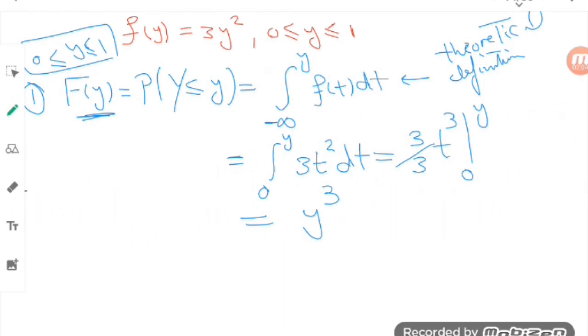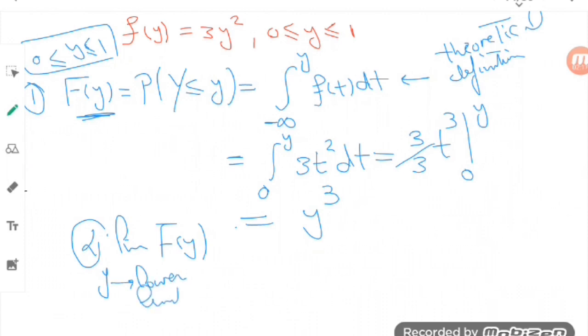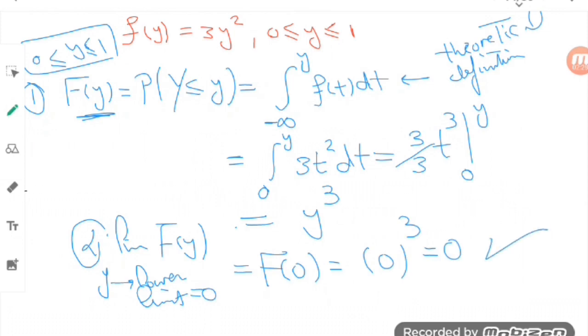The next step is to find the limit of F(y) that we just computed when y tends to the lower limit, which is here equal to 0. So this means F of 0. F of 0 is 0 to the power 3, which is 0. So the condition here is satisfied. And number 3 is to find the limit when y tends to its upper limit, which is here 1, F of 1, which is 1 to the power 3, which is 1.